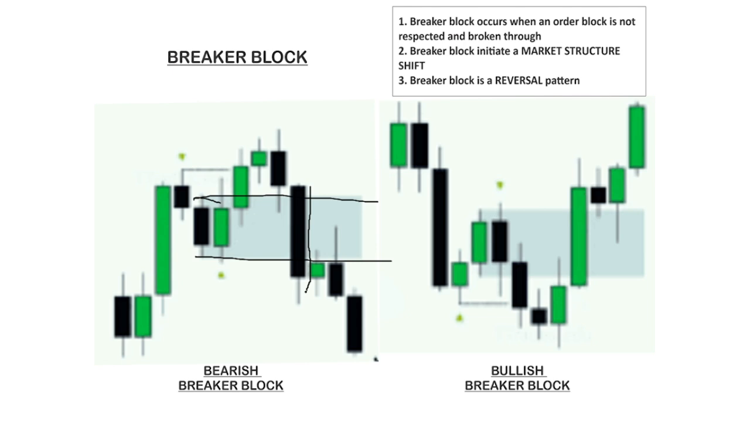Once an order block is broken, it gives you another pattern called a breaker block. I want you to know that a breaker block initiates a market structure shift in the market. Once a breaker block occurs, it gives you a change in the price movement. If the market was in an uptrend before and the order block fails to hold the market in an uptrend, automatically there will be a reversal to a bearish movement.